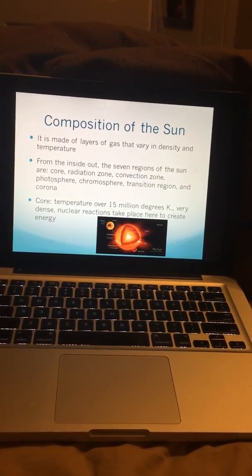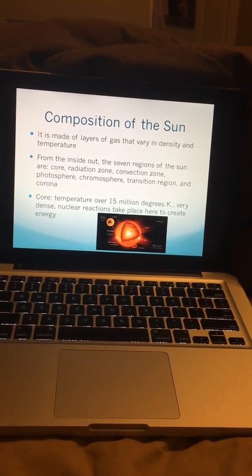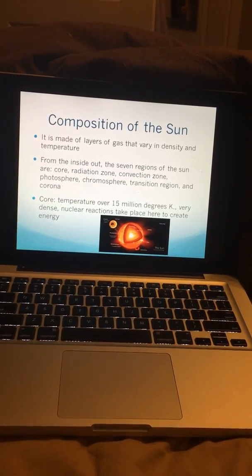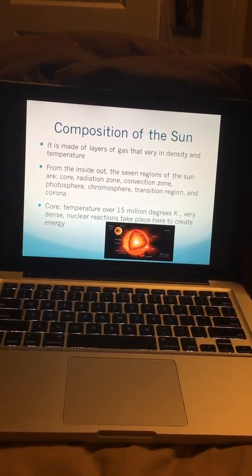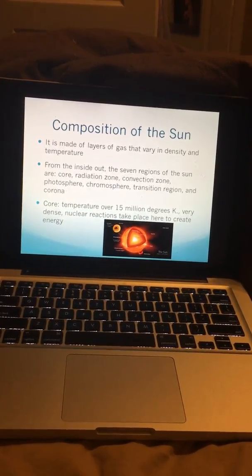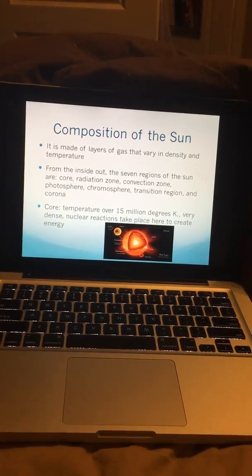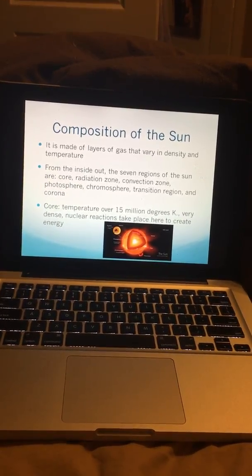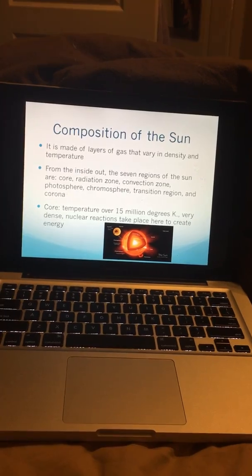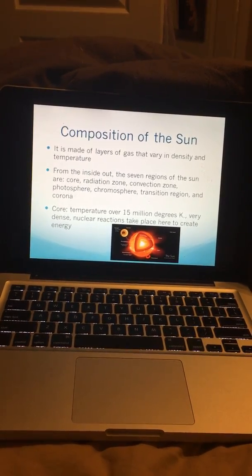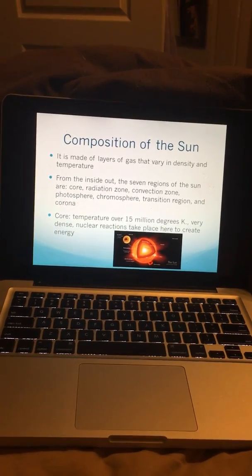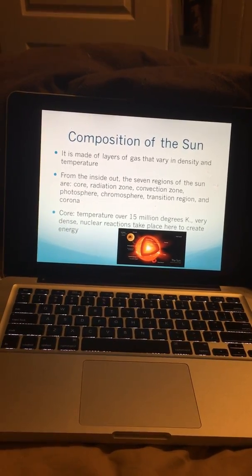To begin, I will discuss the structure and composition of the sun to help further explain how it heats and lightens the Earth. The sun is made up of layers of gas that vary in density and temperature. The sun is divided into 7 regions listed here from the inside of the sun to the outside. First, the core, the radiation zone, the convection zone, the photosphere, the chromosphere, the transition region, and the corona.